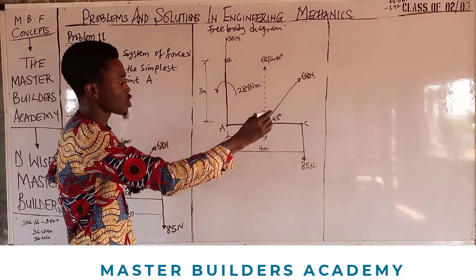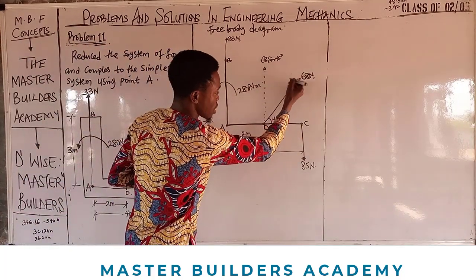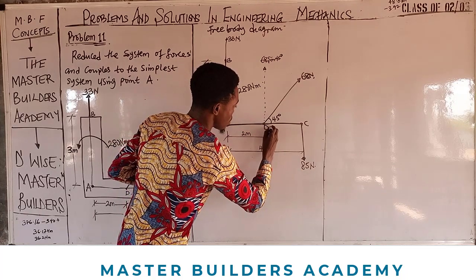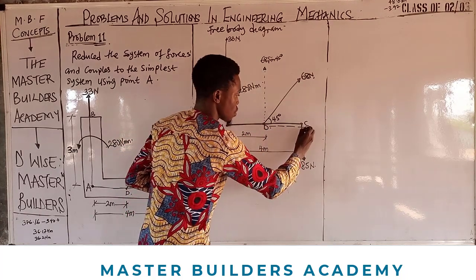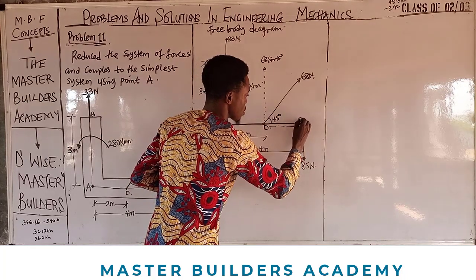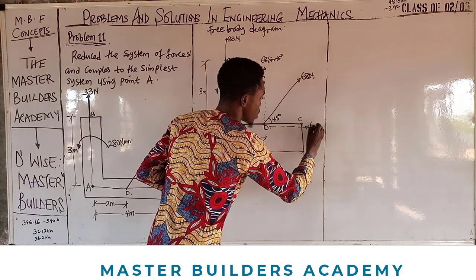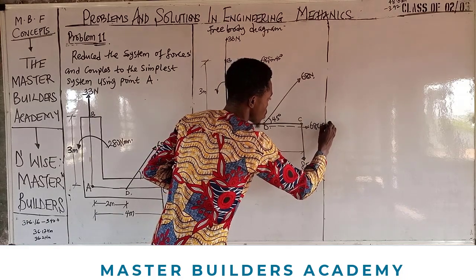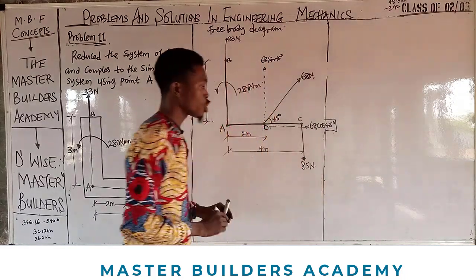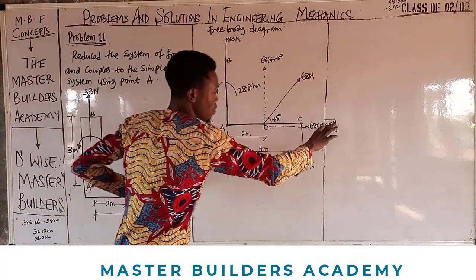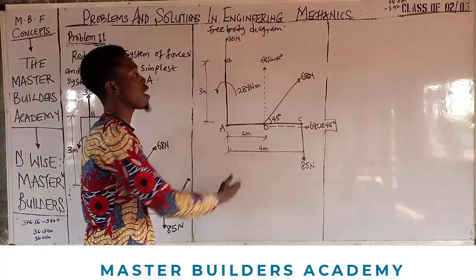Now, if this force is resolved to X, remember that this is the arrow, so if you put it down this way, this is what you have. This is how the force will look. What will this be? This will give us 68 cos 45 degrees. So when we resolve the force along X, it becomes 68 cos 45.